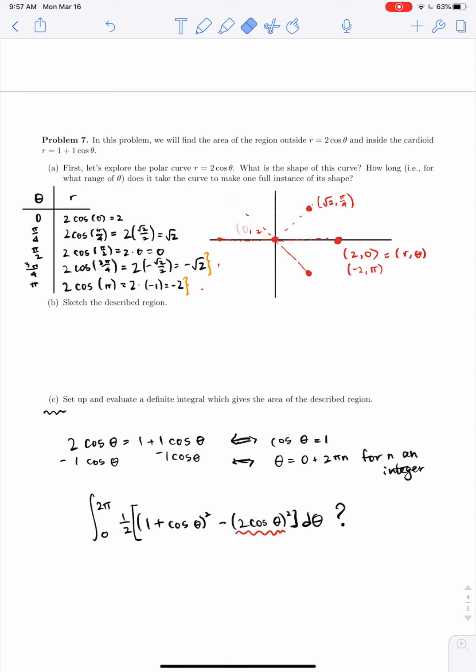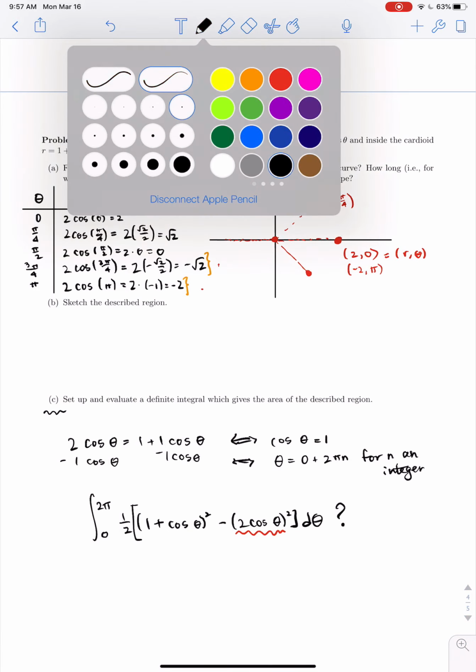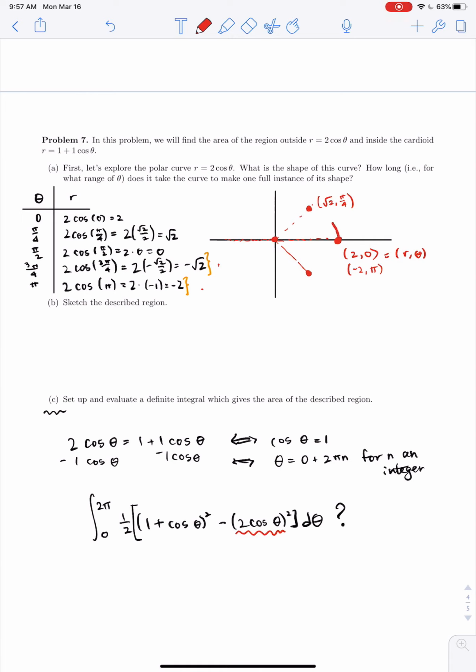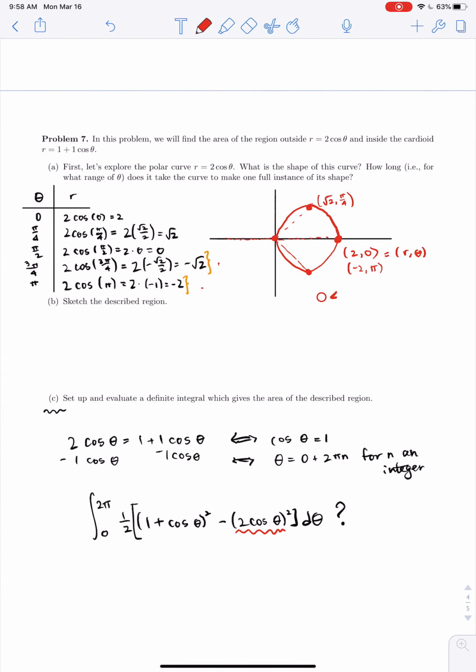Okay, so it turns out that r equals 2 cosine theta actually only requires 0 to pi to trace its entire curve. So it starts there at 0, comes up here to pi over 4, comes to here at pi over 2, but then at 3 pi over 4 ends up down here, and at pi it ends up back where it started. So it does trace a circle, but it only takes pi to do it. Okay.